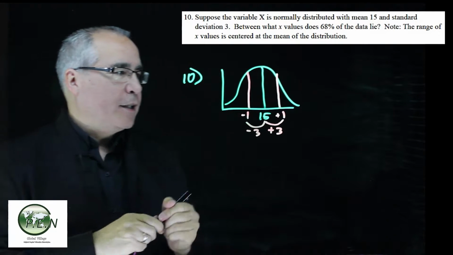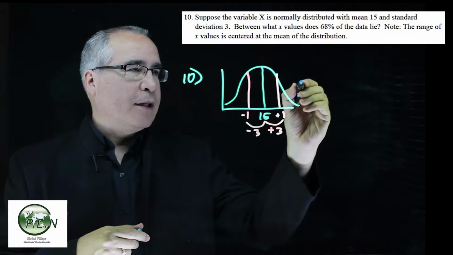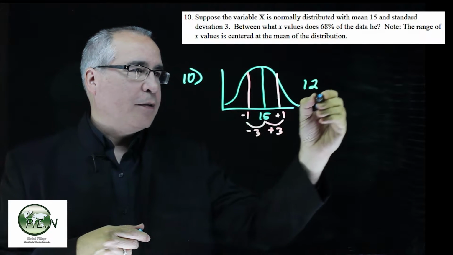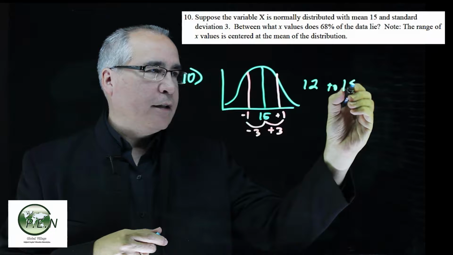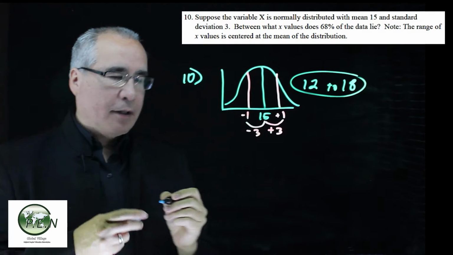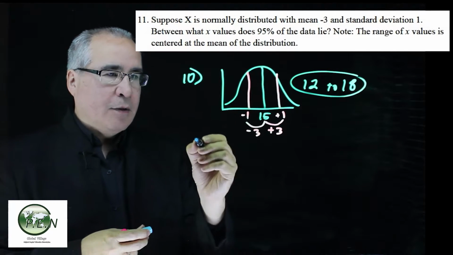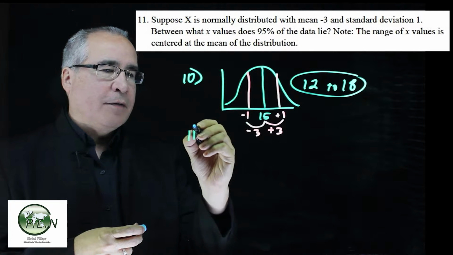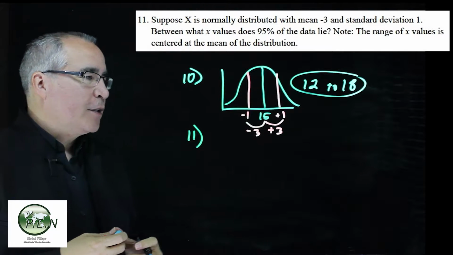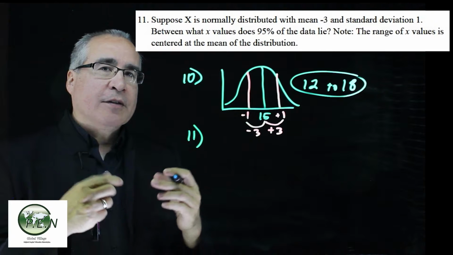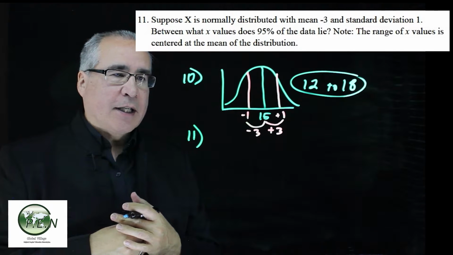So our answer is going to be 15 minus 3 is 12, 15 plus 3 is 18. Okay. While we're continuing on, we'll look at 11, which is going to be very similar. We could probably look at this picture, but this time they want to know what contains 95% of the data.